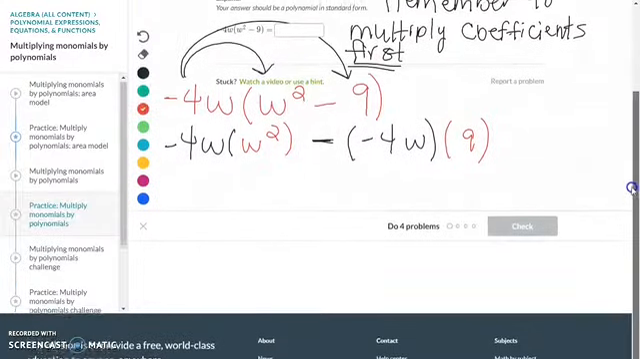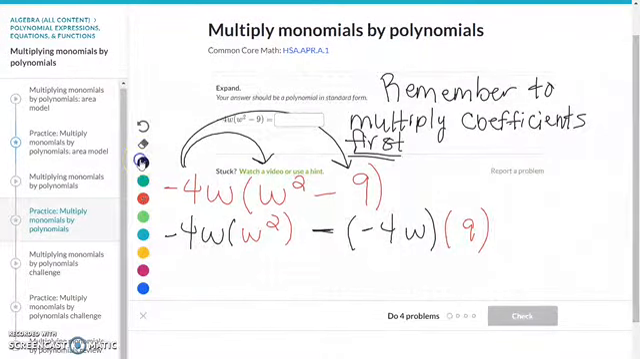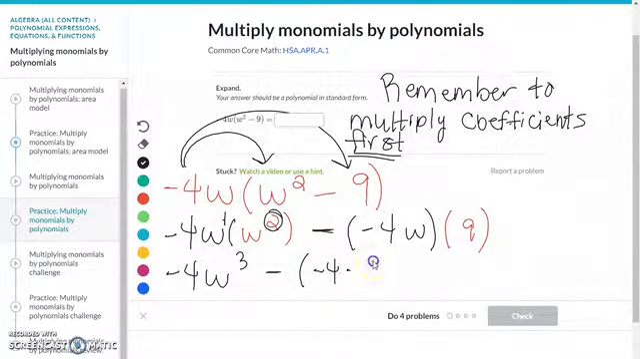So now we can just simplify. It's going to be negative 4w to the third power because you have 1w plus 2 more w's. There's a 1 there, which is invisible. So negative 4w to the third power, subtracting the negative 4 times 9, which is going to be negative 36, and just bring over the w.